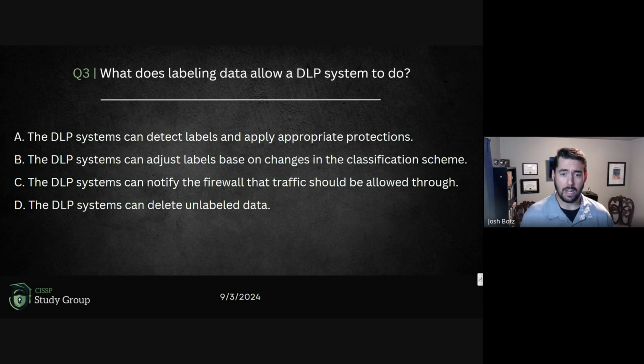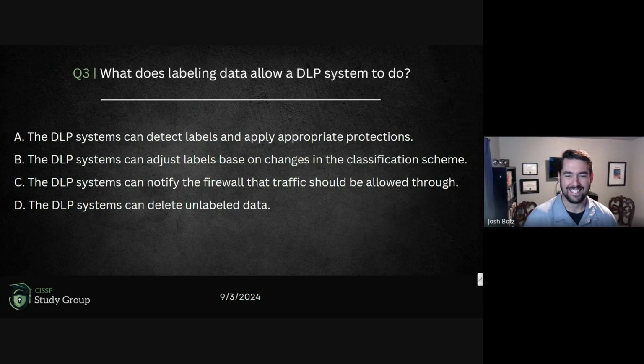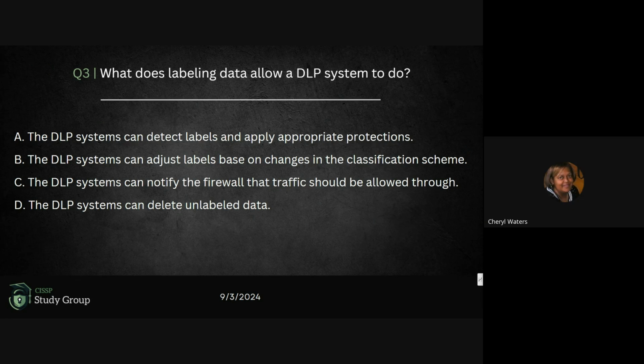Do you want to tell us why A is correct and the other 3 are incorrect? Well, pretty soon they might all be correct. Well, I guess if I start from the bottom, although data loss prevention systems can take actions, they don't typically delete data. They can block or they can send alerts, but at this time, they don't delete anybody's data. And moving up, C can notify the firewall that traffic should be allowed through.